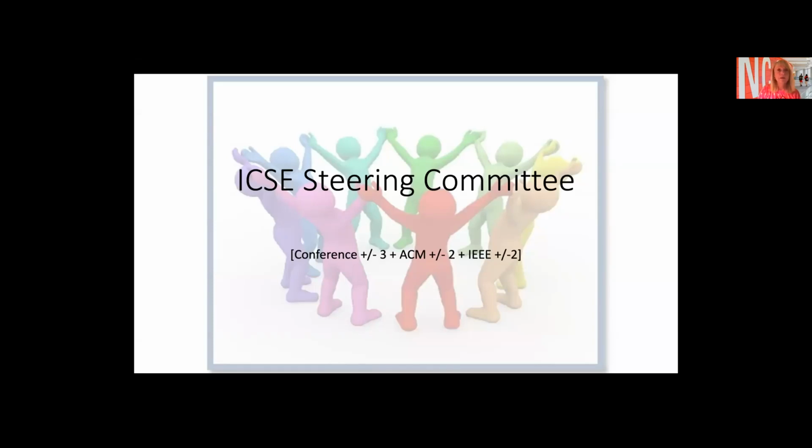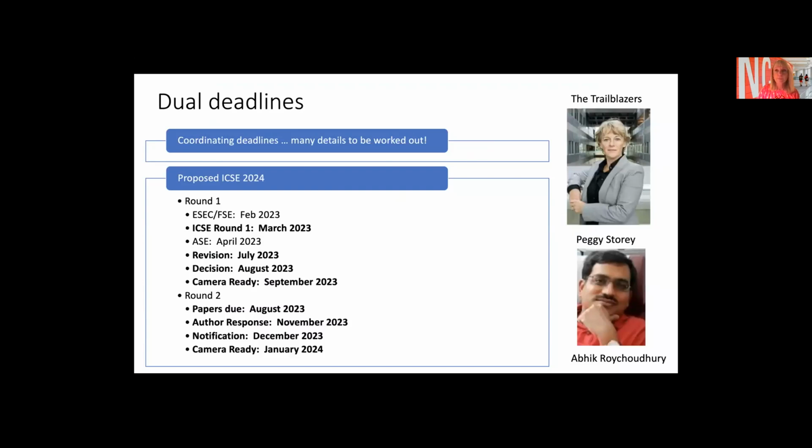There are about 38 people. And one of the big things that we have worked on is dual deadlines, as I gave a preview. Peggy and Abhik are going to be the pioneers to push us into trying to figure out this dual deadline. There are many details to be worked out, which is why it's good that we're getting started so early. Peggy and Abhik came up with a very preliminary proposed ICSE schedule, and I have it on here.